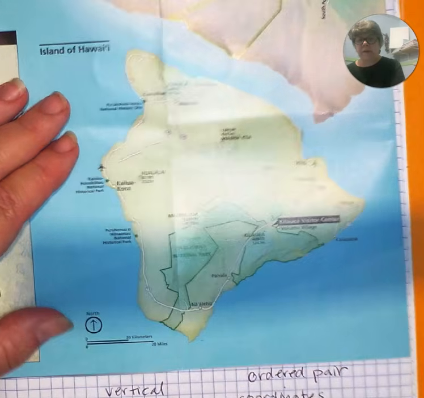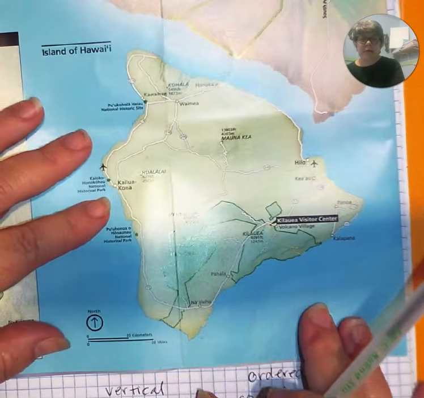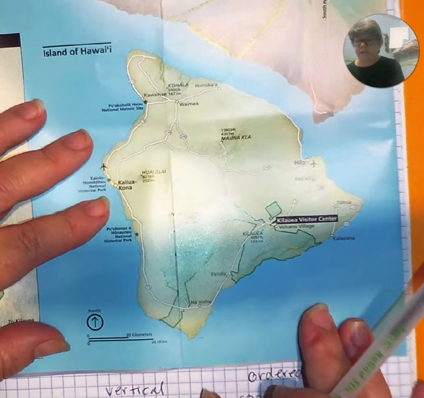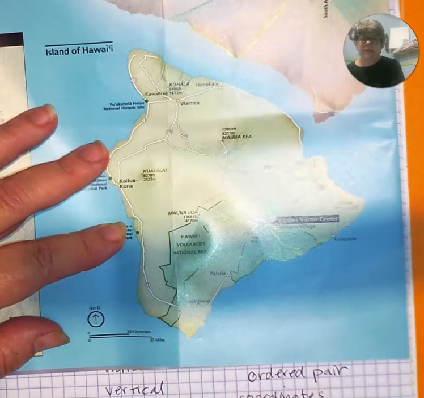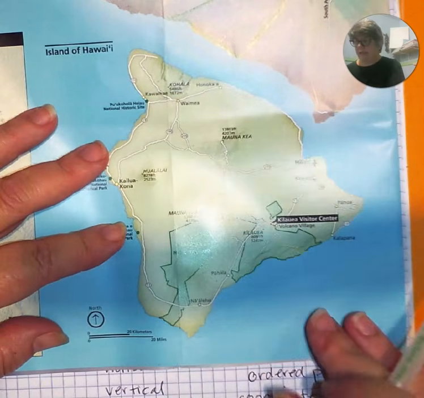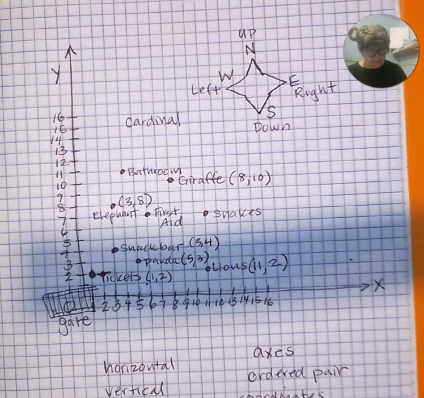And those are very important directions to know for reading any kind of map, whether it's on your phone or on paper, and also for being able to give directions and know where things are in life. So if you don't know those cardinal directions, please learn them as soon as you can, like right now.